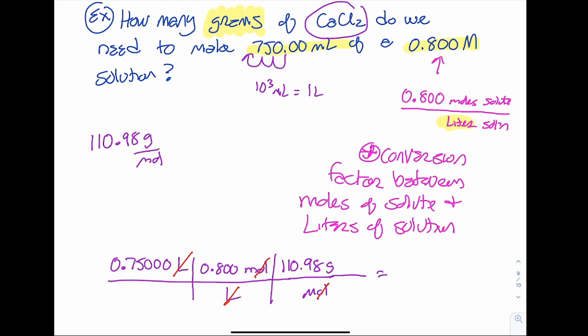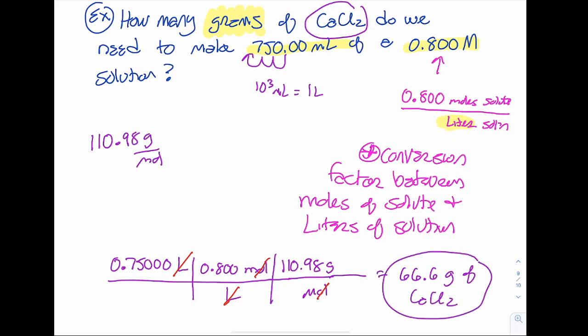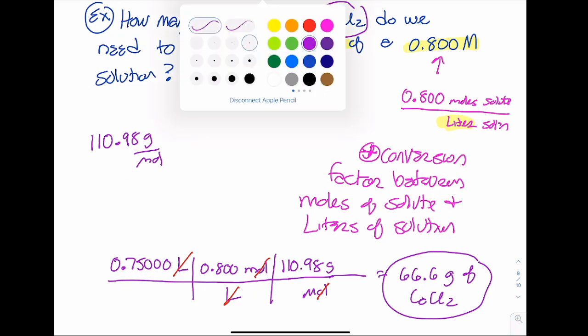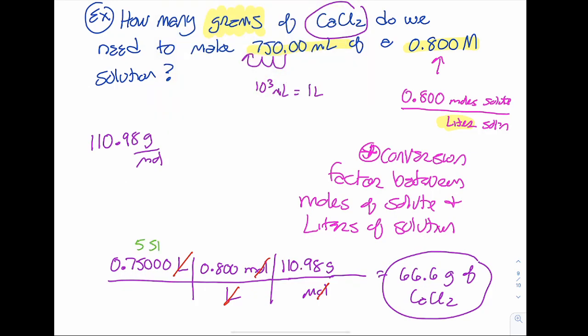So working this out, I'm just typing into my calculator right now. I got 66.6 grams of calcium chloride. 3 significant digits. So this has 5, this has 3, this has 5. So 3 is the smaller of those, so I want 3 in my answer. So it came out to 66.588, and then that 8 rounds the 5 up to a 6.